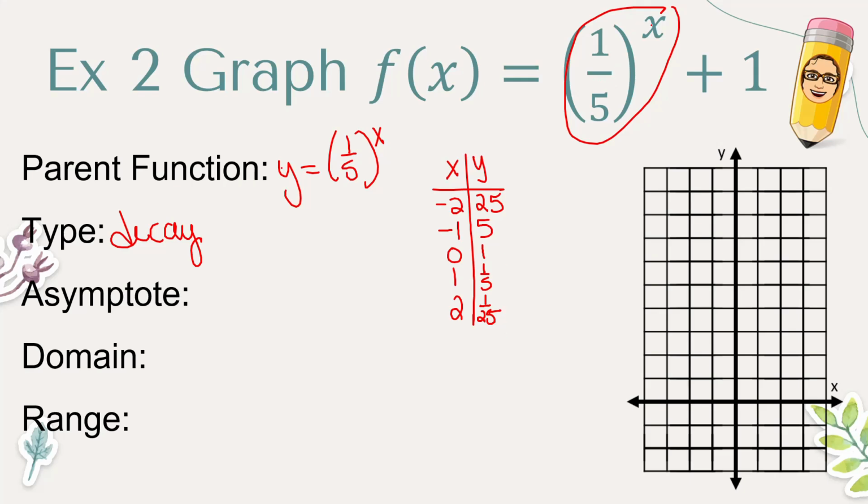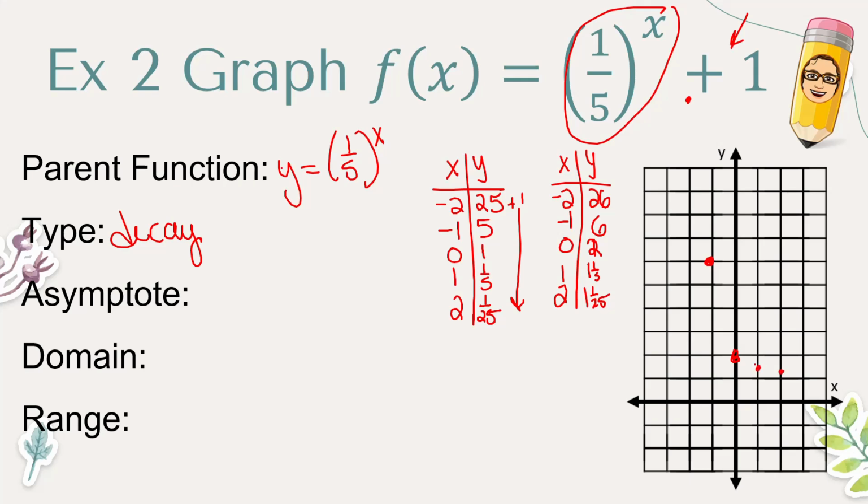Now, looking at my transformations, it looks like I have a +1 on the outside, not included with that x. This is an up and down move. So that means I have to add 1 to all of my y's and go ahead and fill in my new table. Adding all those 1s. Ooh, 1 and 1/5, 1 and 1/25. That's a fun number. -2, 26, all the way up there. -1, 6. 0, 2. 1 and 1/5, 1 and 1/25.